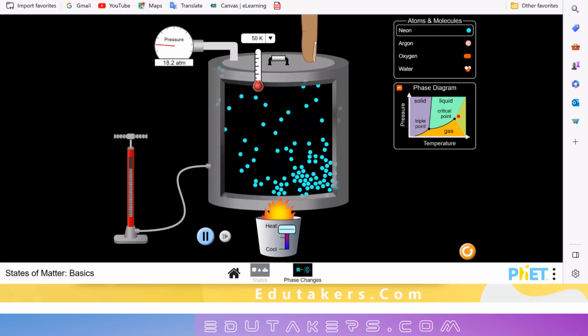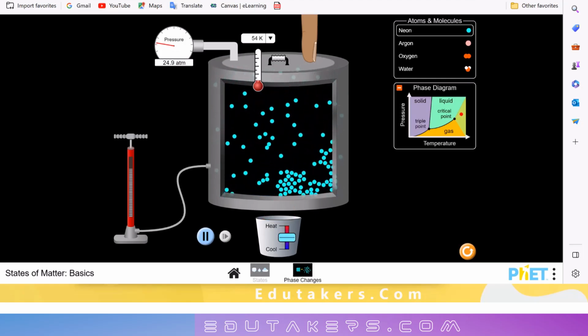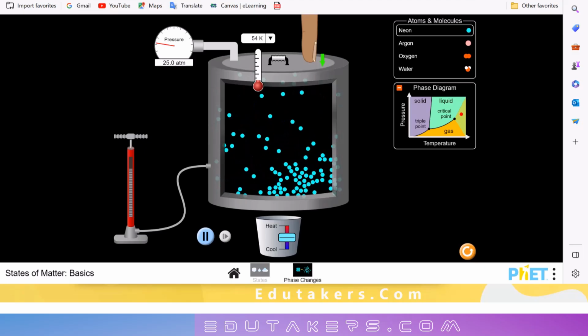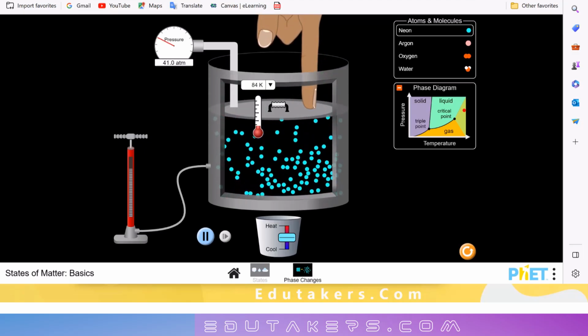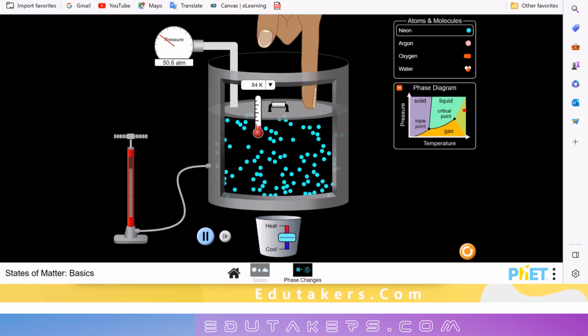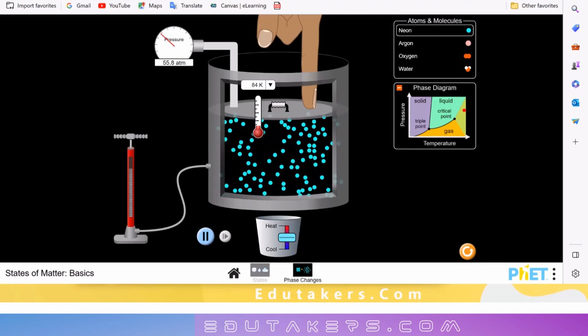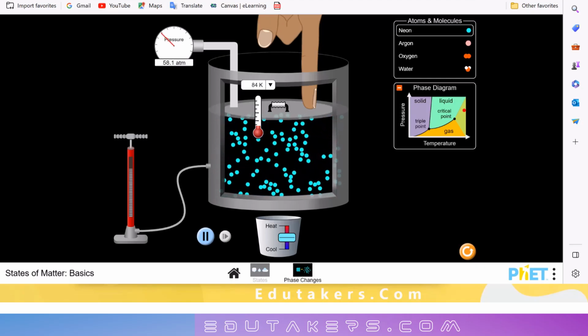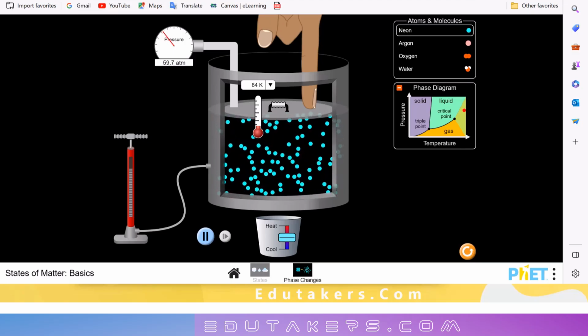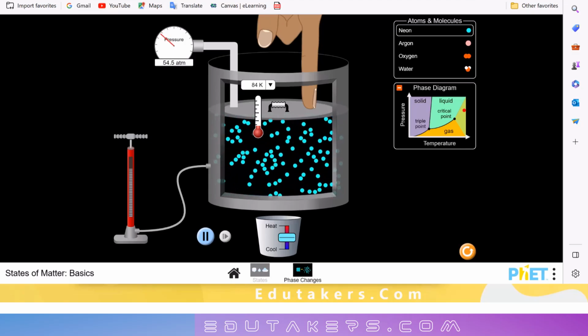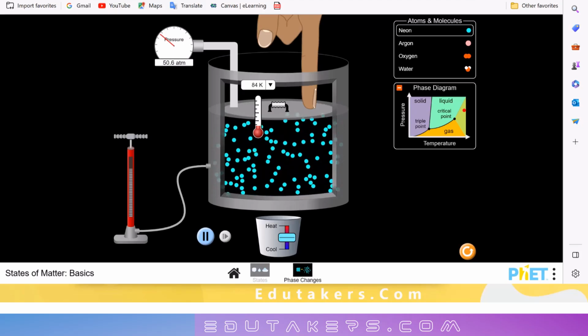You can also see here the effect of the temperature. Let's bring it below. Now you can see the collisions increase when the pressure increases. Here the pressure is going to increase. By increasing the pressure, the collisions per second between the molecules of the gas increase and they collide with the walls of this container very rapidly, changing their direction.